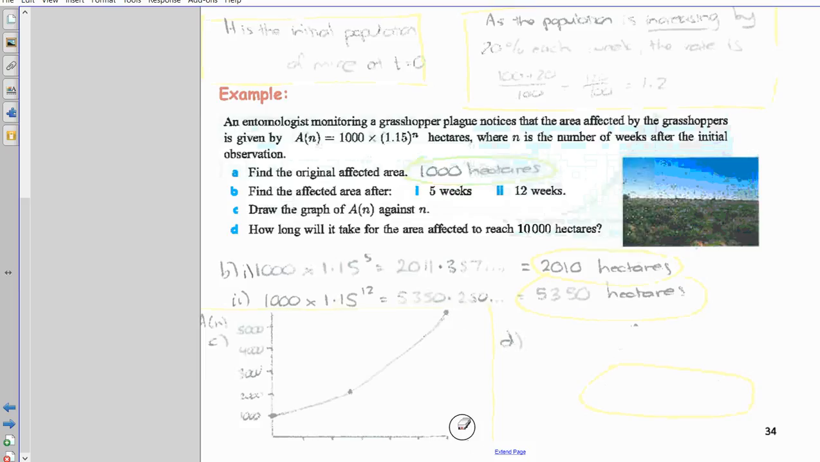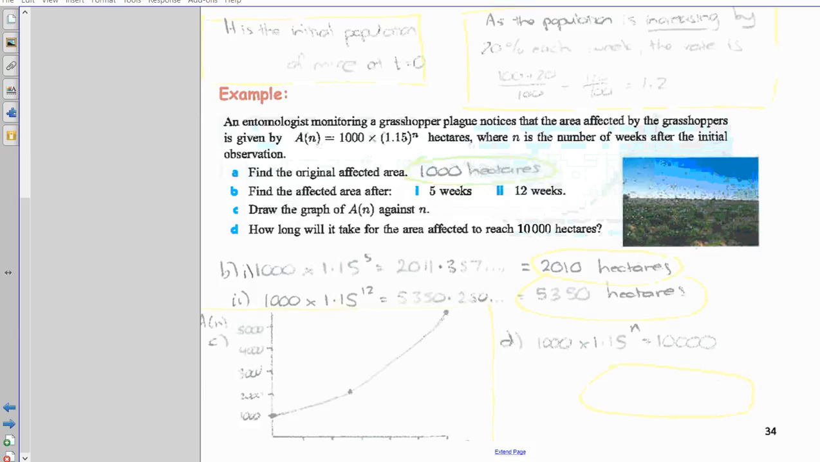How long will it take for the area affected to reach 10,000 hectares? So they've told us instead what the area is. They want us to work out the n. So let's get a method mark by just plugging that in: 1,000 times 1.15 to the power of n set equal to 10,000. They want us to find out what the n is, which in math studies we're not required to do with algebra. You'll get a method mark for doing this. They expect you to do it with a calculator.